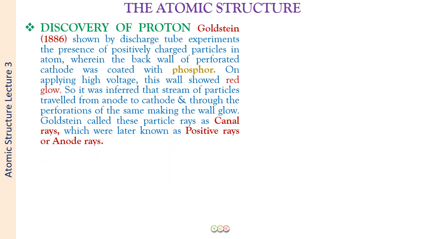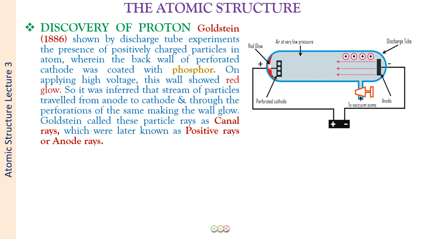So now it was known that there are negatively charged electrons as an essential constituent of all atoms, and the atom as a whole is electrically neutral. So there had to be some positively charged particles present in the atom which neutralize the negative charge on the electrons. The presence of the positively charged particles in an atom was shown by Goldstein in the discharge tube experiments.